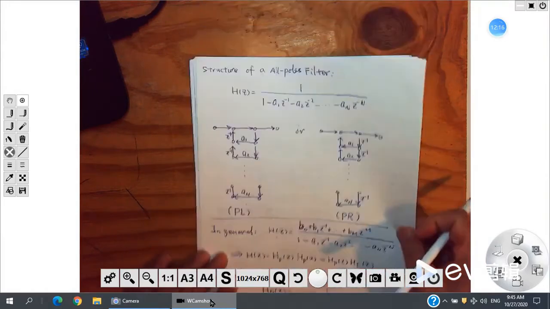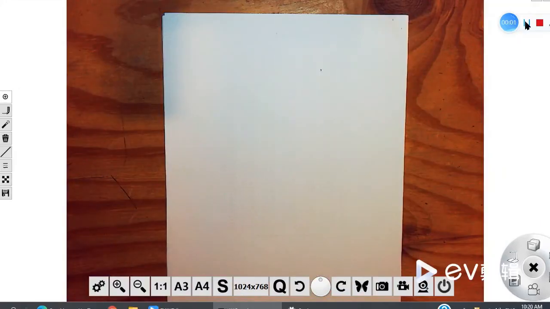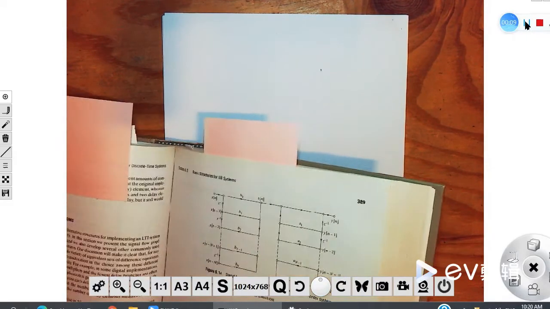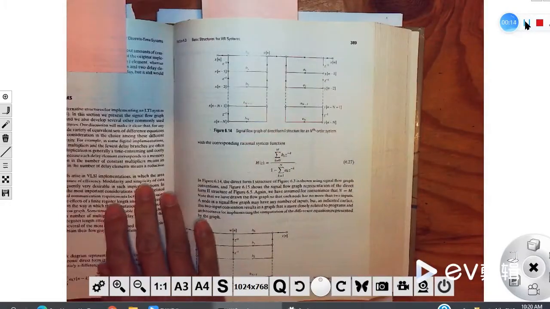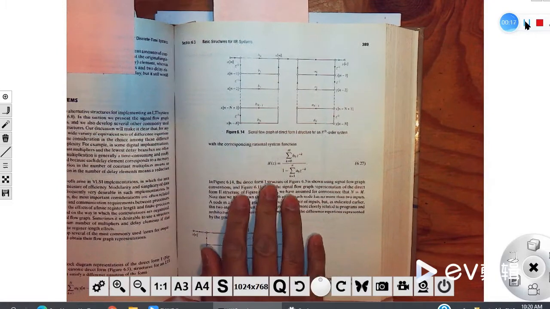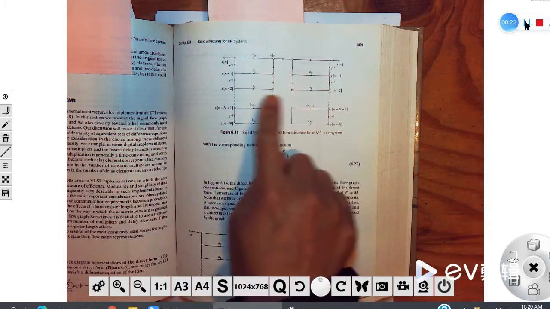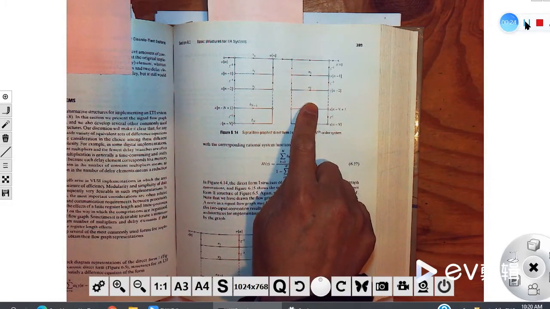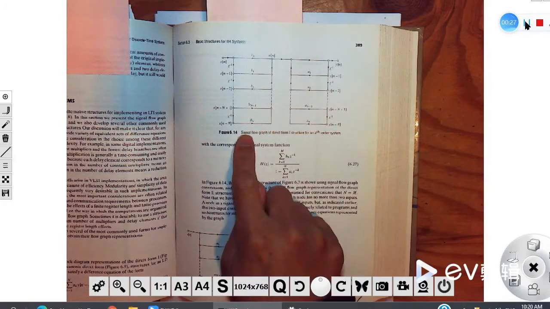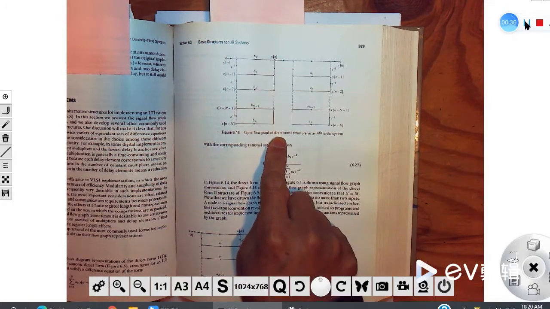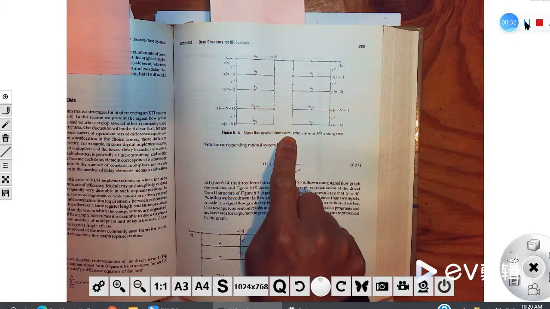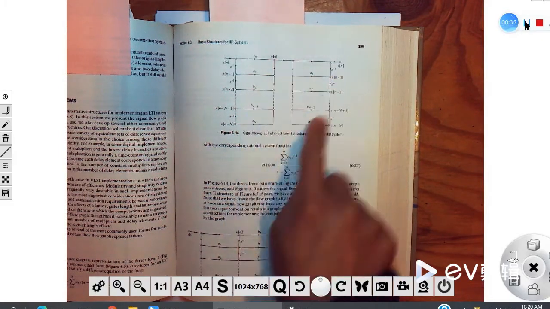Then the structure. All right, then we can see the structure. Actually, we have the structure in the textbook. This is one, this is one. We combine two parts together. This one is the signal flow graph of the direct form 1 structure. So this way is direct form 1.